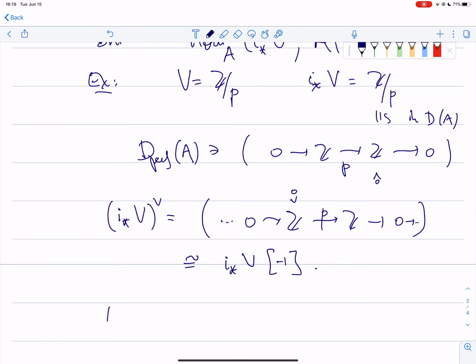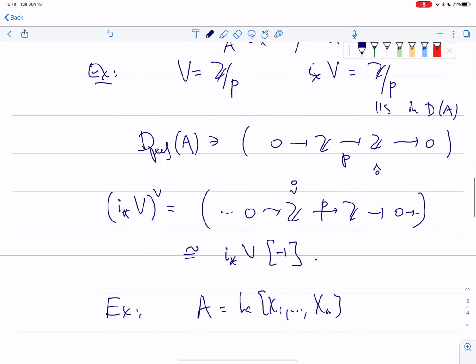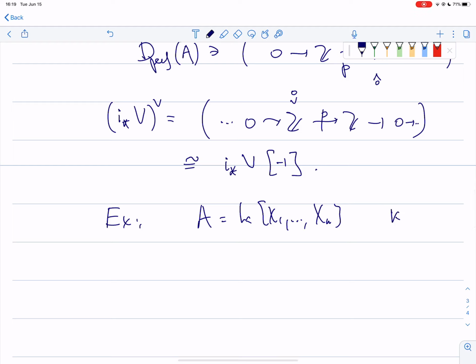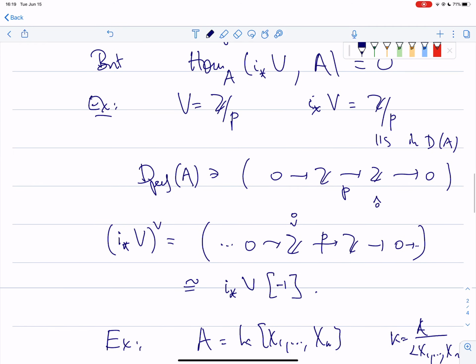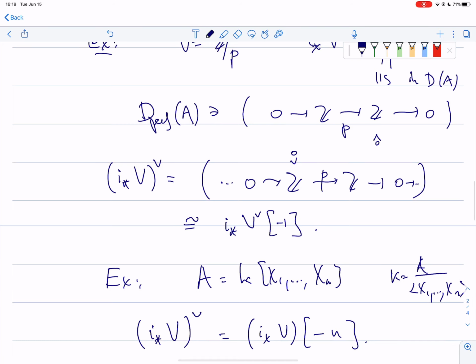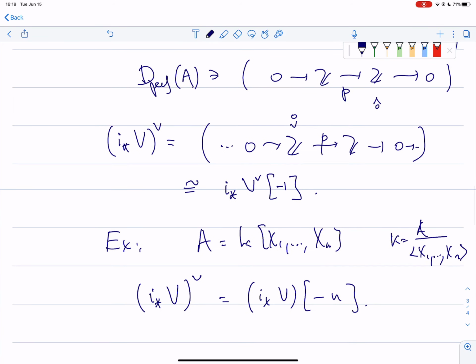In fact, if you had taken another example, if you had taken A to be, say, some field K with x1, ..., xn, and take just K to be simply A modulo the ideal generated by x1, ..., xn, what would happen is that you would get an I lower star of V. The dual will just be I lower star of V, but shifted by minus n. And here, if you want to preserve the variance, in this very silly example, this is canonically isomorphic to V dual. So this is really V dual here, if you take the dual over K.